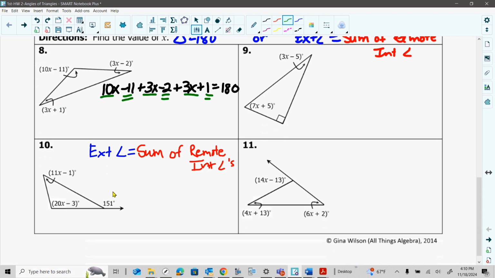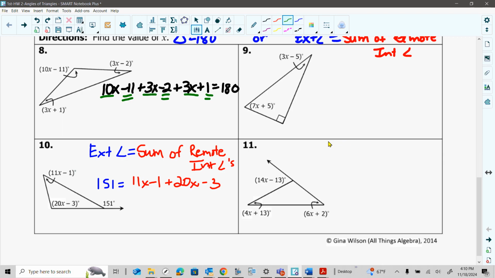10 is dealing with remote interior. So the 151 is the exterior angle. Okay. And the 11x minus 1 and the 20x minus 3 is the remote interior. So your setup hopefully is 151 equals the 11x minus 1 plus the 20x minus 3.